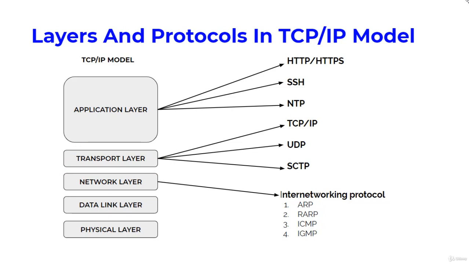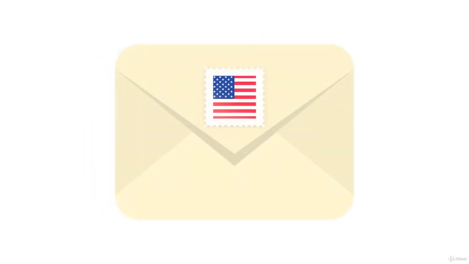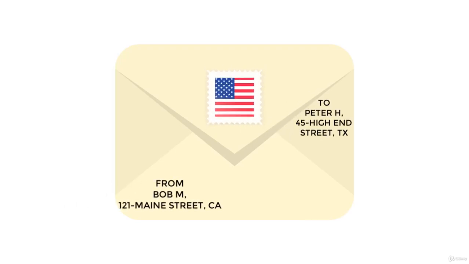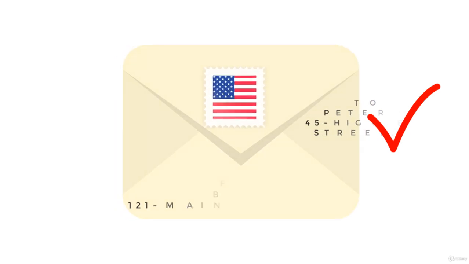Now, since the sorting office of City A has all of Bob's envelopes, they have to send those envelopes to City B so that they can be delivered to Peter. But there are some rules that have to be followed by the sorting offices. Like, the envelope must have a postal stamp on it, the envelope should have a proper sender and receiver's address, and the destination should be inside the same country as that of the sender. Sorting offices make sure that all the rules are being followed properly.